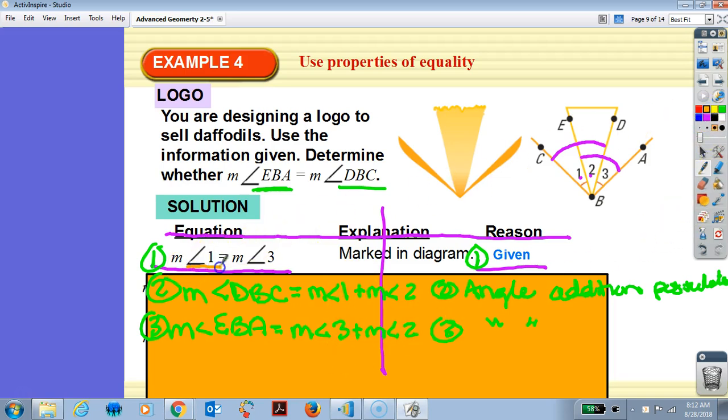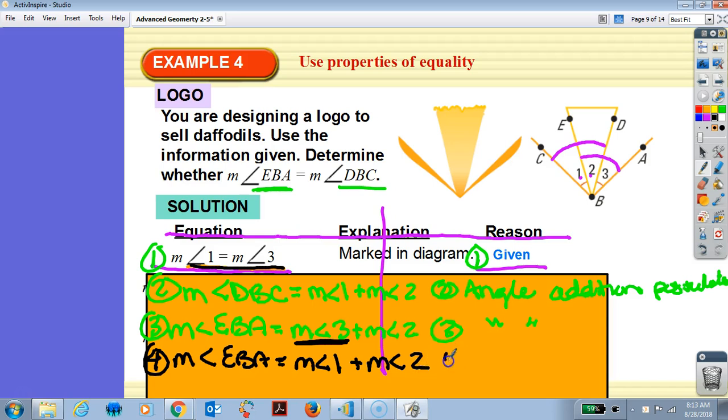Do you guys see how angle 1 and 3 are the same? So can't I switch this 3? Can't I switch this 3 out for a 1 because they're equal? So I could just go and say the measure of angle EBA equals the measure of angle 1 plus the measure of angle 2. And I was able to do that by substitution. I'm subbing that 3 out for a 1 because they're equal. I'm using substitution.